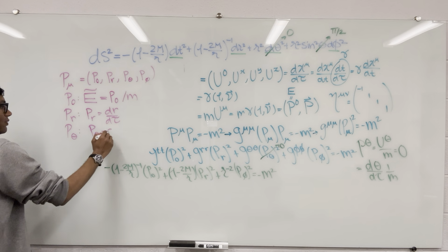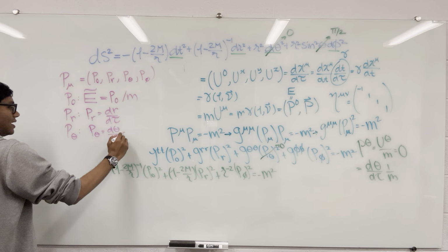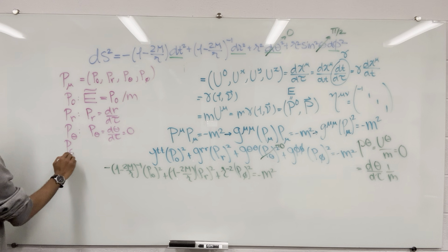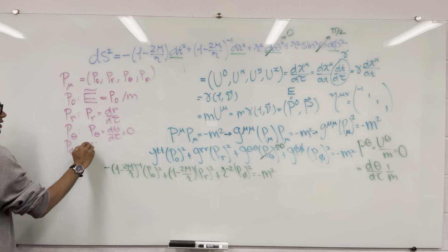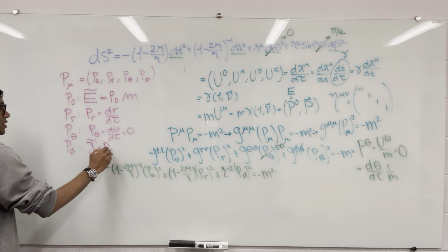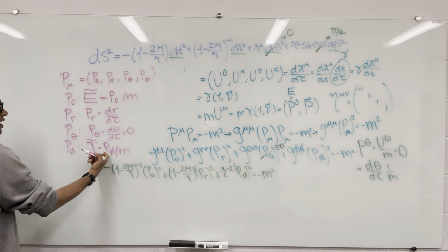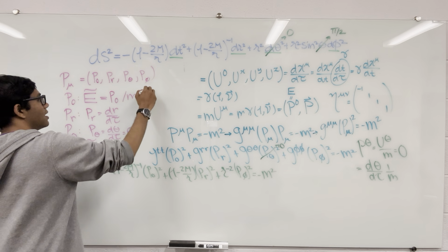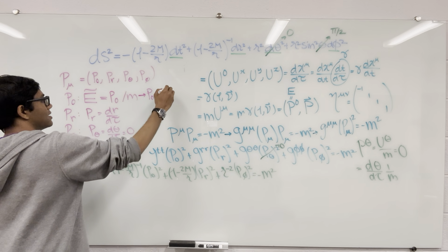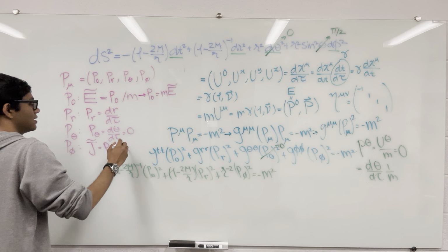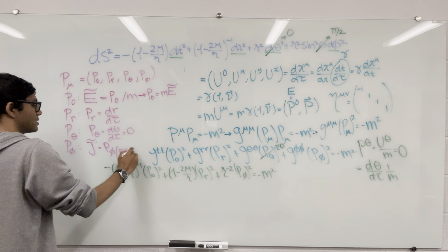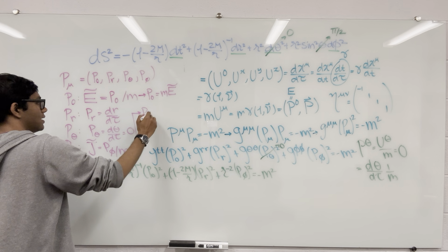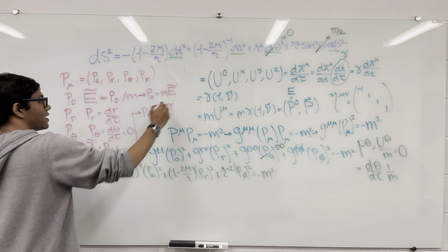P sub theta would be d theta d tau, and if theta is fixed, this is just 0. And finally, P sub phi, what's that going to be? Well, that's going to be related to the effective angular momentum of my particle, which is simply the P sub phi component divided by m. Great. So that means if I now solve for my P sub 0 component here, that's just m times the effective energy. And likewise, this P sub phi component is m times the effective angular momentum.